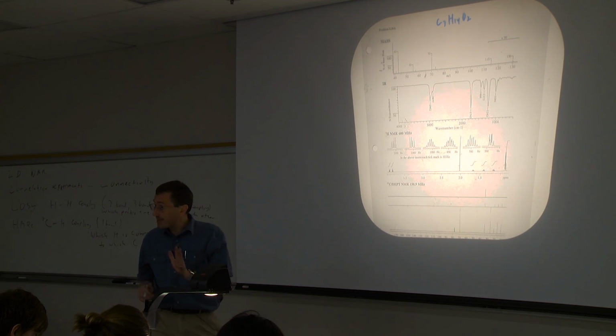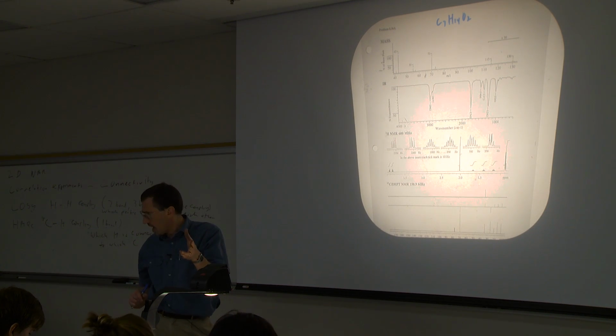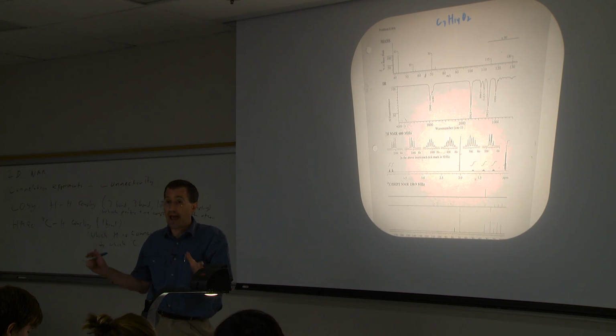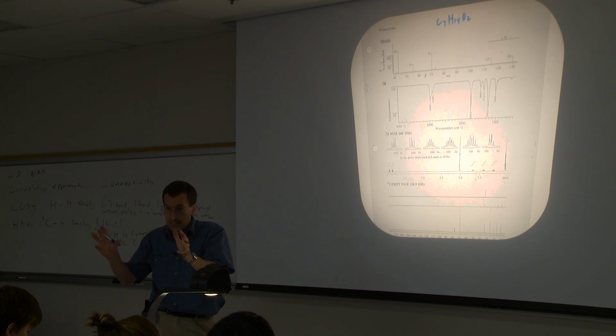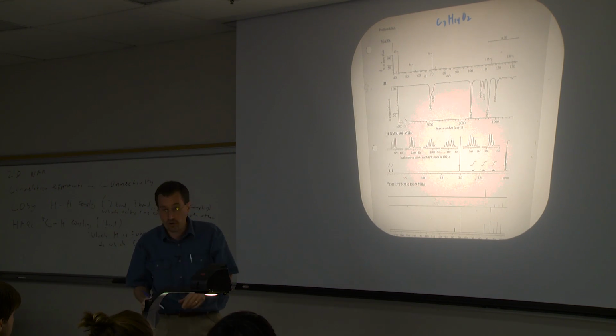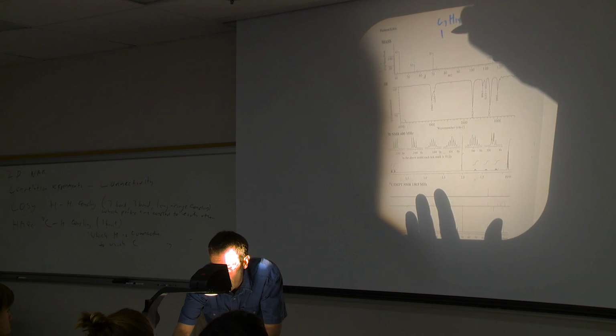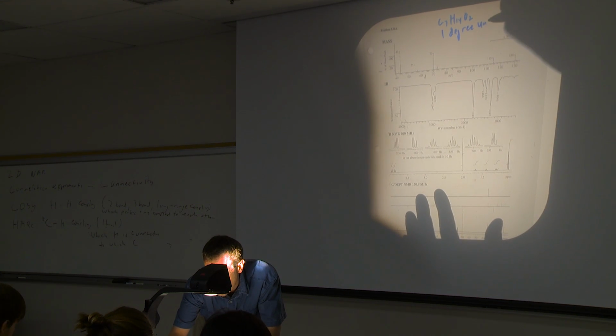Now you should be able to tell from that formula that you have one ring or double bond, because if the molecule had no rings or no double bonds, it would be CnH2n plus 2. In other words, it would be H16. It's H14. So we say it has 1 degree of unsaturation.